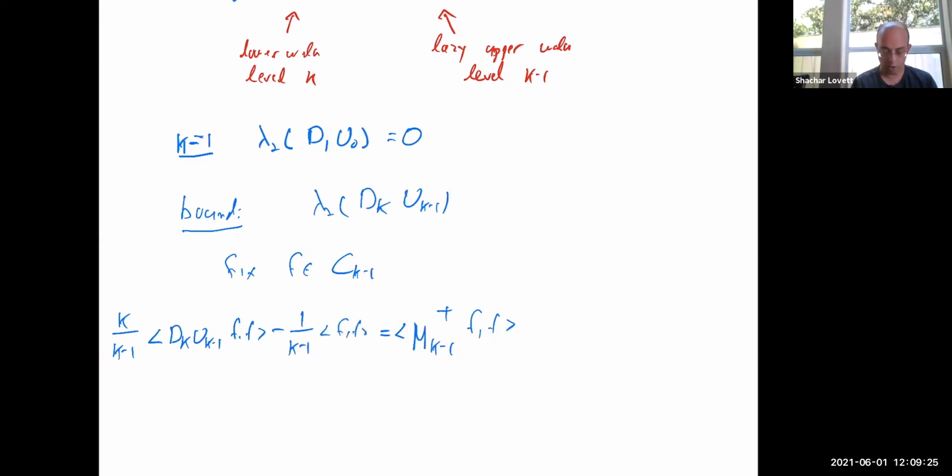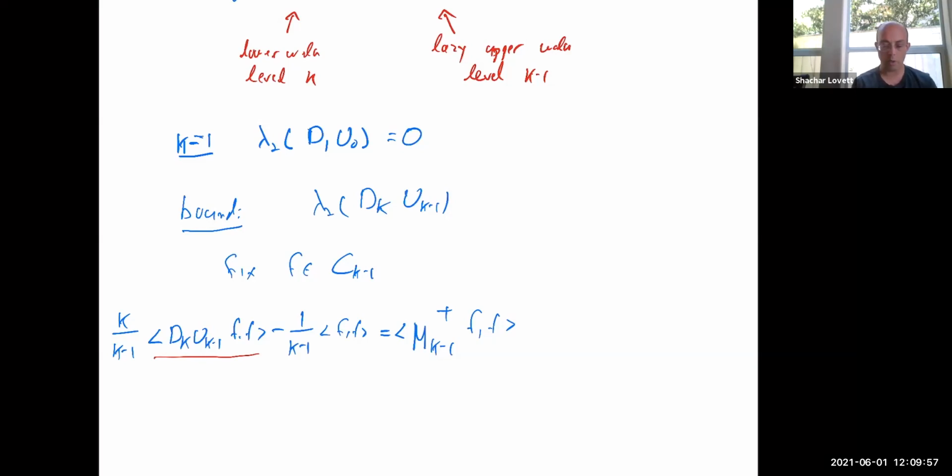This is just another way of saying that the lazy upper walk at level k minus 1 is a mixed combination of the non-lazy walk M_{k-1}^+ and the lazy part staying at f. This is just a flip; we've seen it several times already. This is what we're trying to bound, so we express it as a combination of the non-lazy walk and the lazy part.